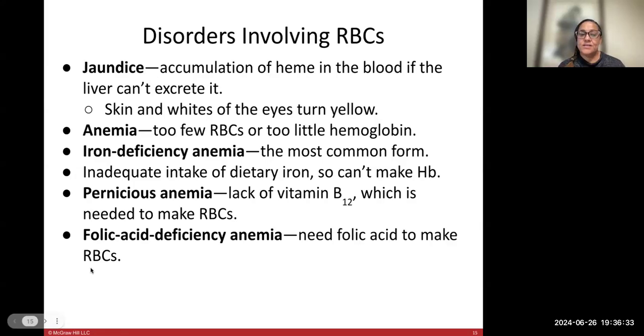Disorders involving red blood cells. There's jaundice, an accumulation of heme in the blood if the liver can't excrete it. Our skin and the whites of our eyes will turn yellowish. It's very common in newborns.